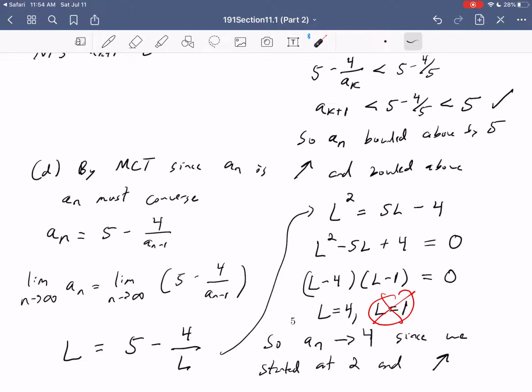For now, though, this wraps up section 11.1. In our next video, we'll be moving into 11.2, which introduces you to our next object of study, mathematical series.